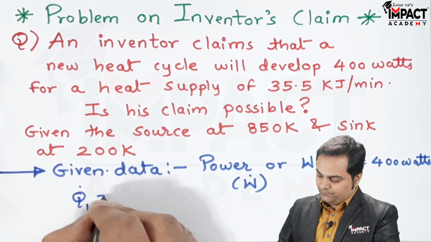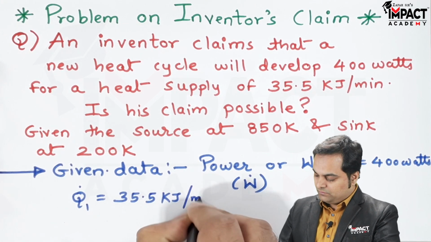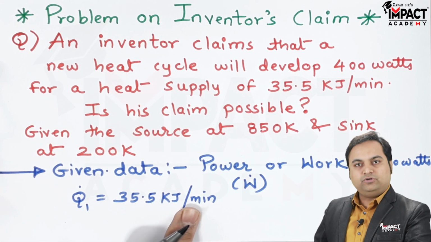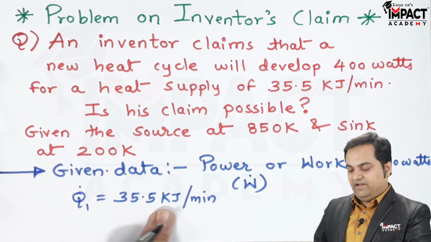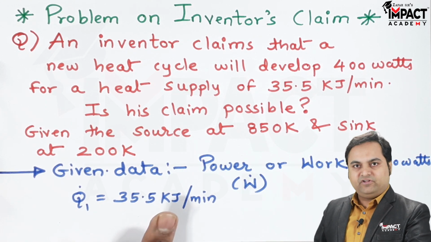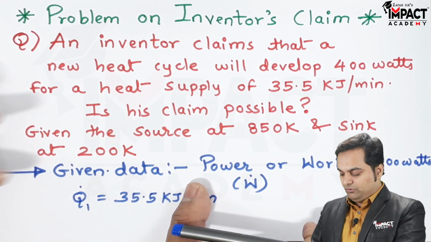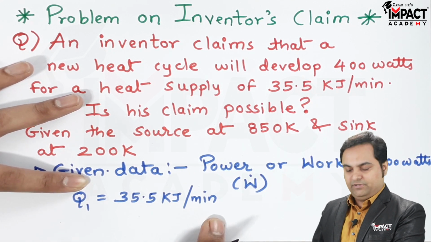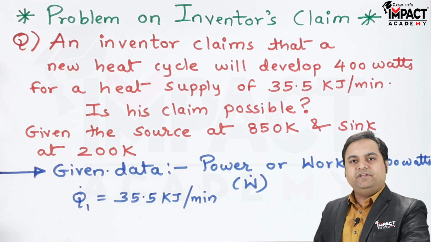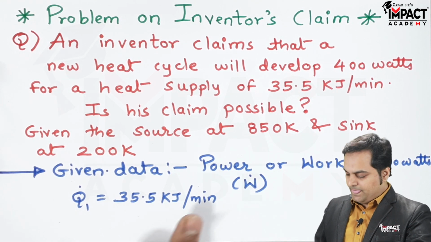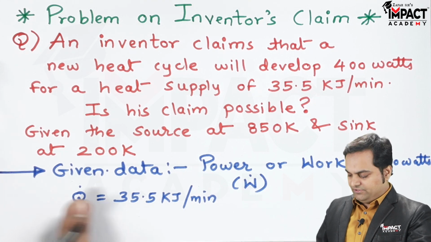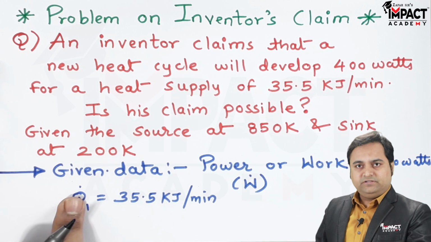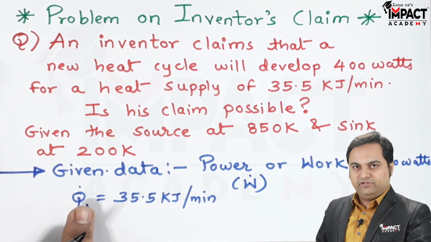I'll denote it as Q1 dot. Now why I have denoted it with a dot: it means that it is based on time. If the value would have been only 35.5 kilojoule, then I would have written it only as Q1. But since it is based on time, that is kilojoule per minute, I am putting a dot here, so that indicates the value in time basis. If it would have been in kilojoule per hour or per second, then also it would be on a time basis, so we have to show the value with a dot.